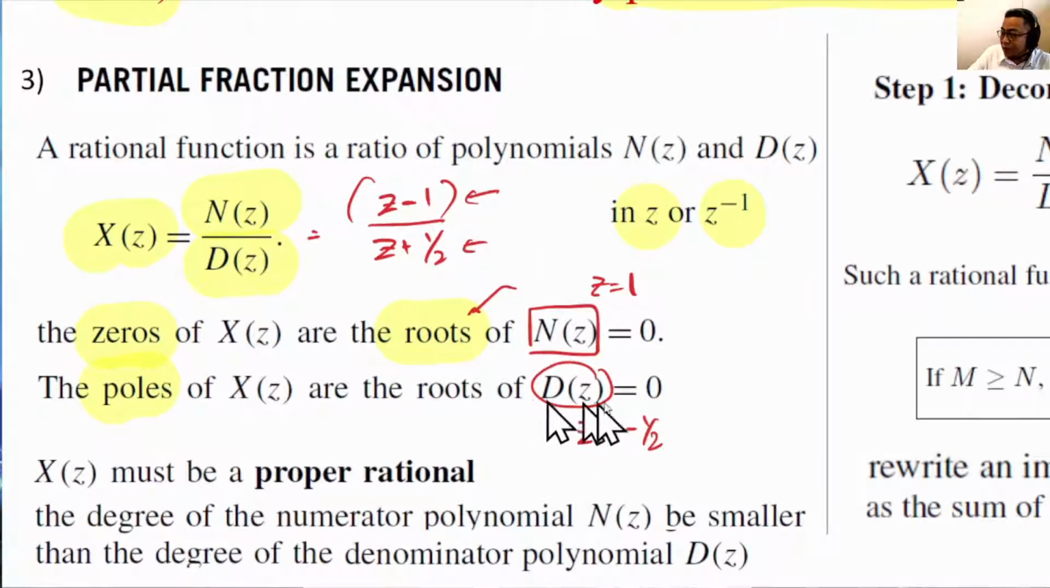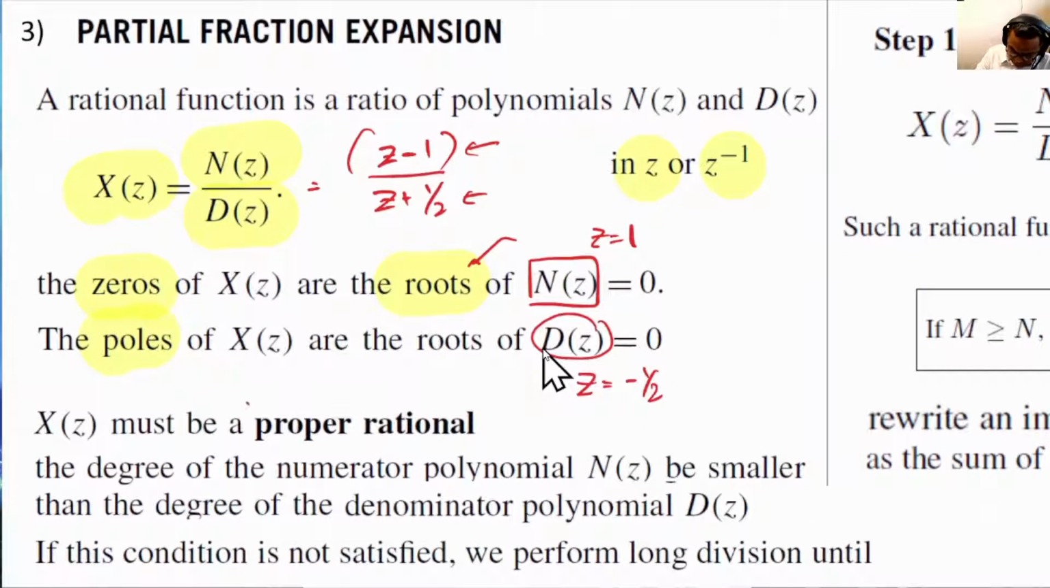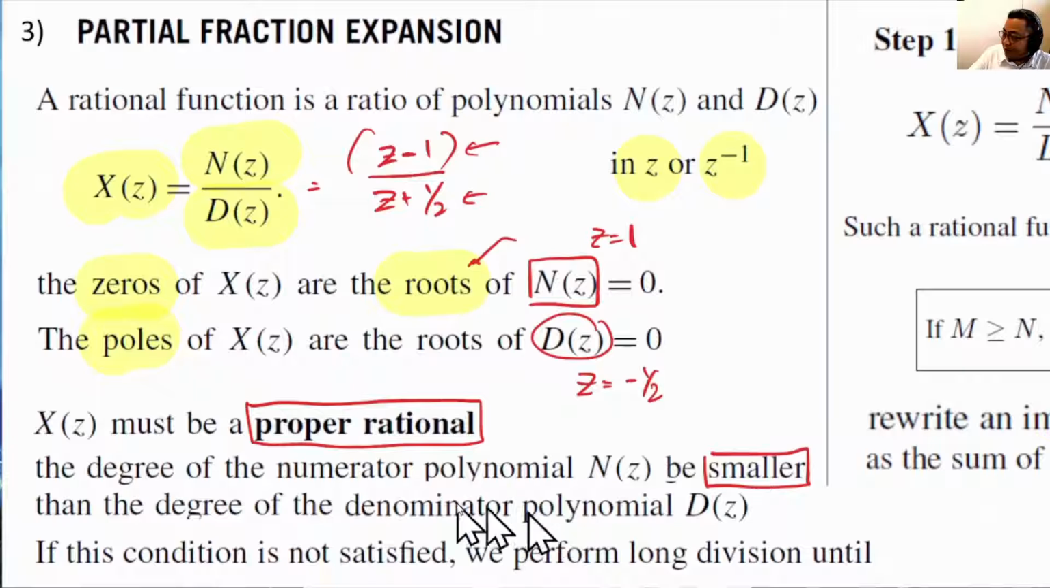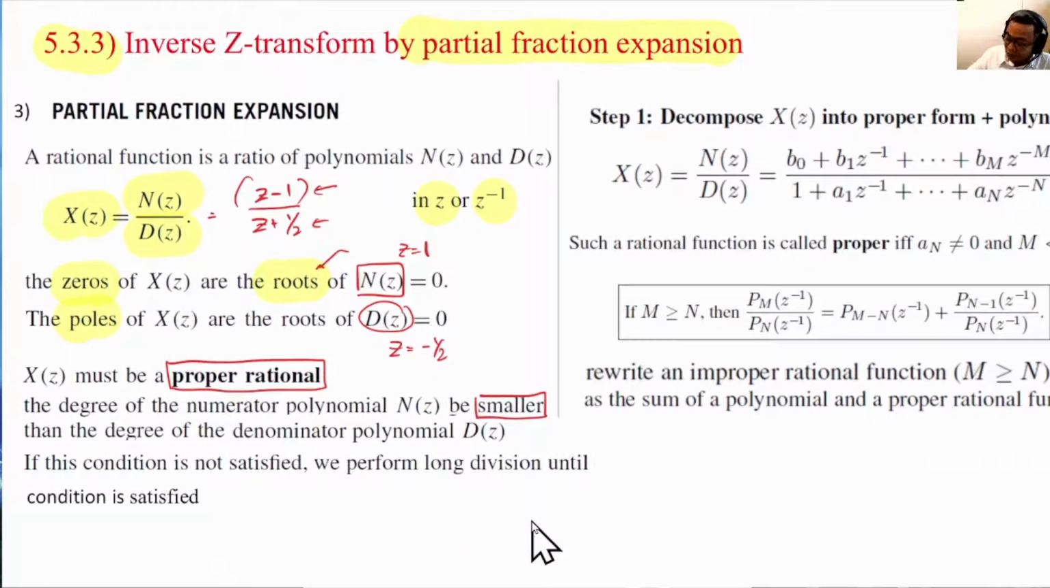Additionally, when we want to use partial fraction expansion, then X of z must be a proper rational function. That means the power of z on the numerator must be smaller than the degree of the denominator polynomial. If this is not so, then what we can do is perform long division until it is satisfied.